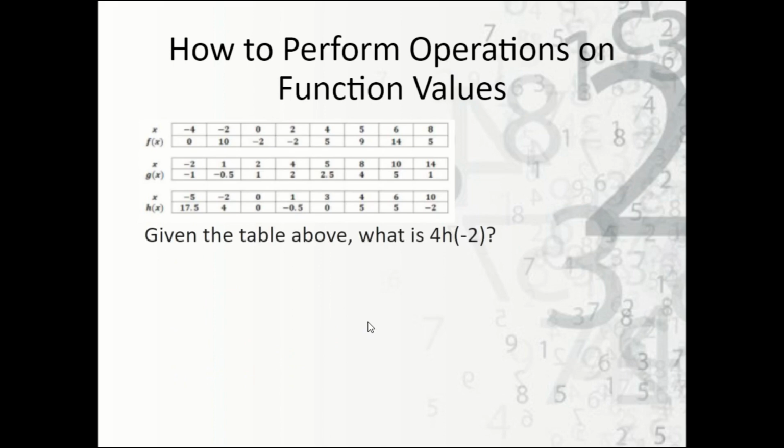Let's look at another example. So this one says, what is 4 times h of negative 2? So if we take h, when x is negative 2, y is 4. So there's our value. And then we want 4 times that. So 4h of negative 2 is the same thing as 4 times 4. And 4 times 4 is 16.